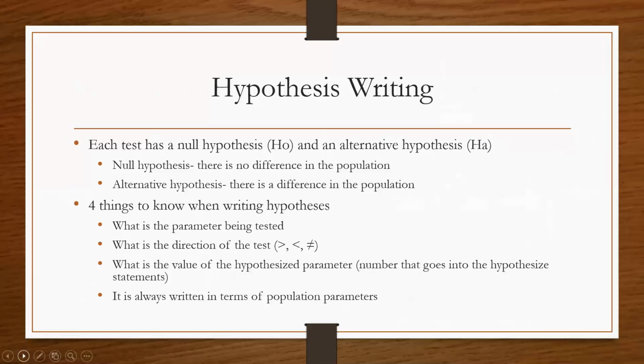What is the direction of the test? Is the sign less than? Is it greater than? Or is it not equal to? That generally means if it's not equal to, then it's a two-tailed test. If it's less than, that's a left-tailed test. If it's greater than, that's a right-tailed test. And then you also have to know the value of the hypothesized parameter. That's basically the number that goes into all the hypothesis statements. I know you guys have probably seen this a lot. And just one last thing, it should always be written in terms of population parameters.